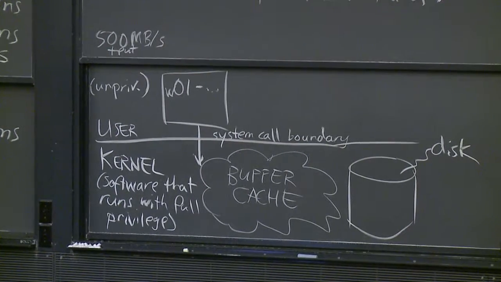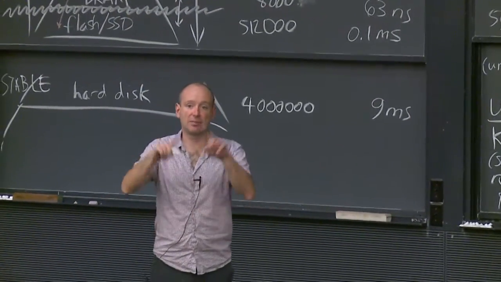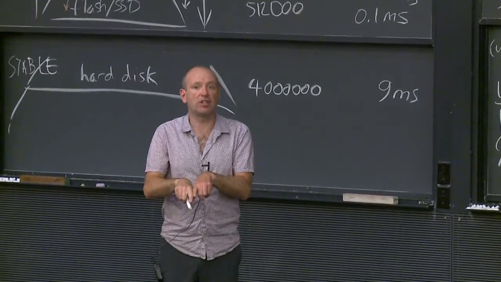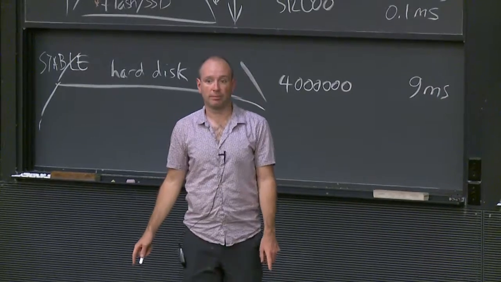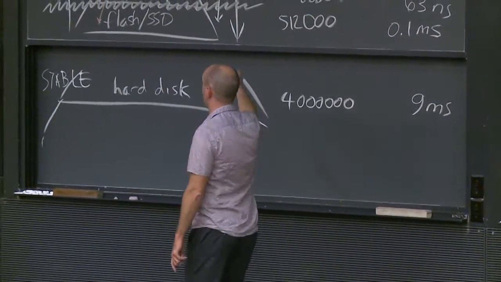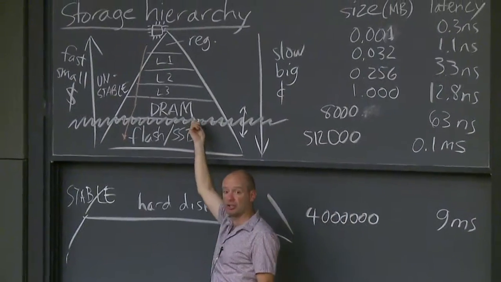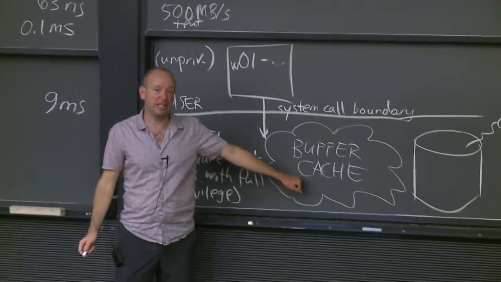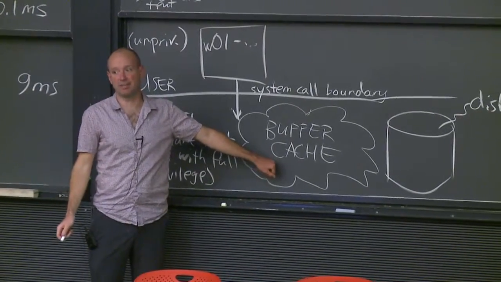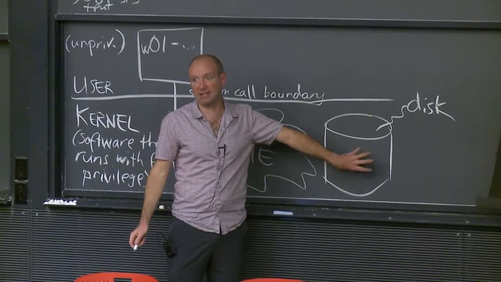So let me just define the word cache. The way that we use the word cache in this class is a small amount of fast storage that's used to optimize access to a larger amount of slower storage. That applies to the processor cache, a small amount of SRAM that's used to optimize access to a larger amount of DRAM. It's true for the buffer cache, which is a relatively small amount of DRAM, though very large, that's used to optimize access to a huge amount of memory on slower disk.